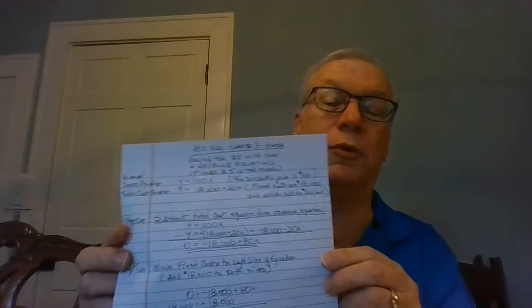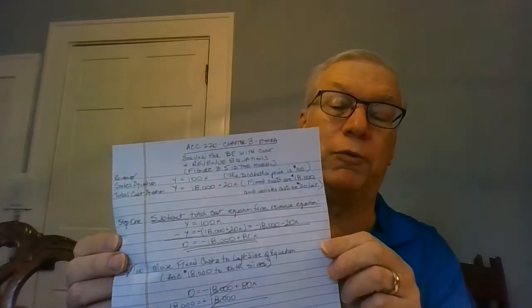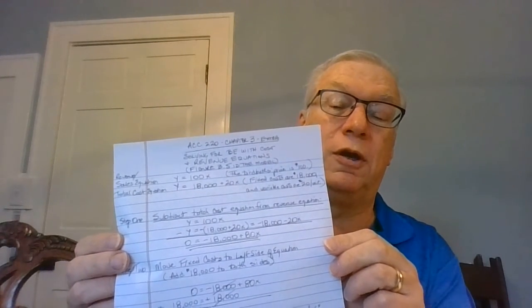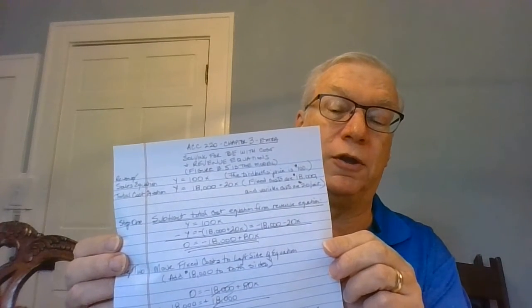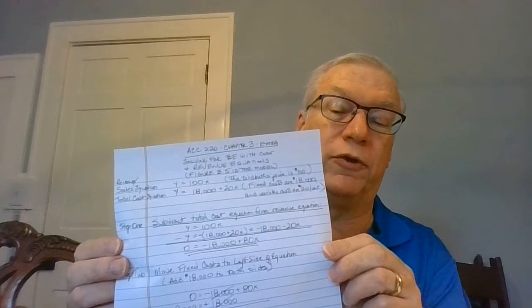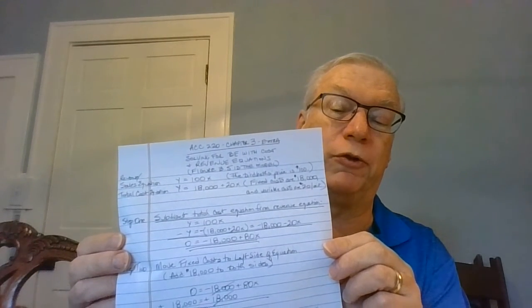Our first step, and I'll be posting this as soon as I can get to a scanner, but for now, you can read it off the screen, I hope. Step one is to subtract the total cost equation from the revenue equation. I've done this the same way that you probably did it in beginning algebra. I've taken the revenue equation and negated both sides of the total cost equation, so that on the left side we'll have y minus y, which will equal 0.